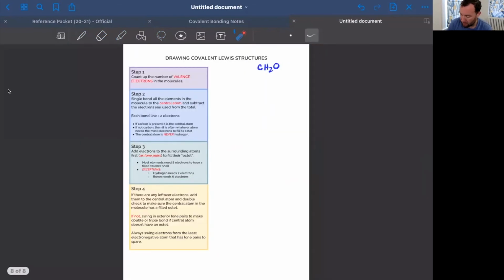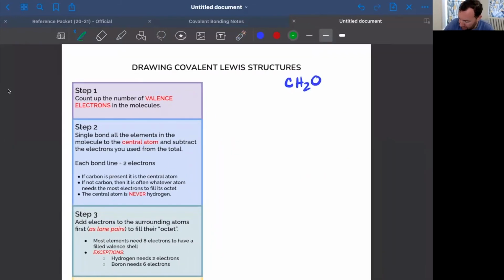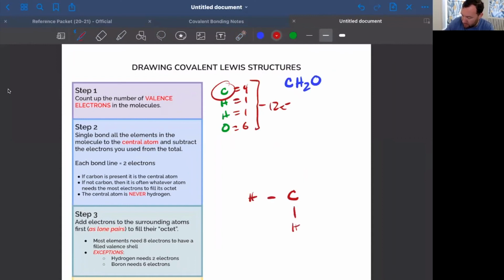Okay. And the last one will be this CH2O. So if I look along here, I can see I have carbon, hydrogen, hydrogen, oxygen, right? Carbon has 4 electrons, 1, 1, 6 electrons. So this is a total of 12 electrons. We have a carbon, so that gets to be in the center. Carbon, I'm going to go ahead and bond a hydrogen, oops, a little sloppy. Hydrogen, hydrogen, oxygen, single bonds, all of them.